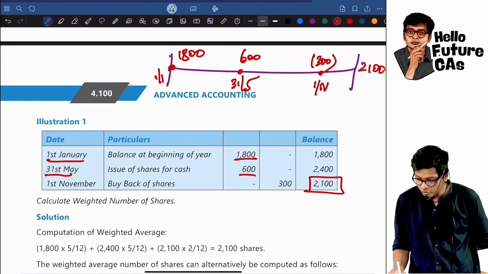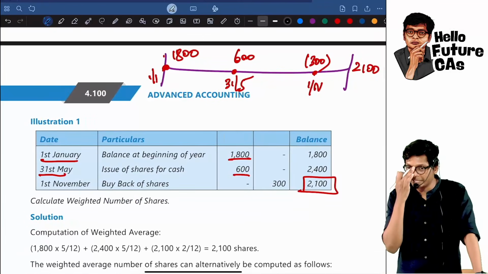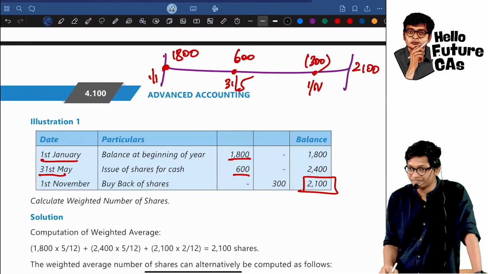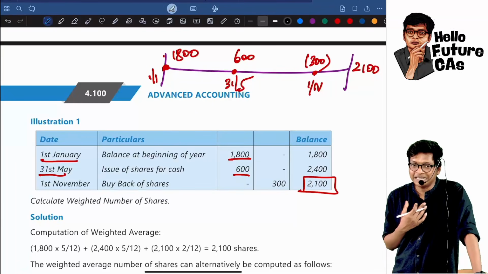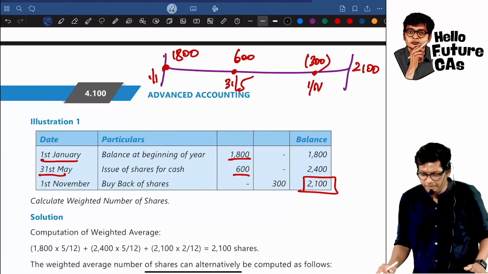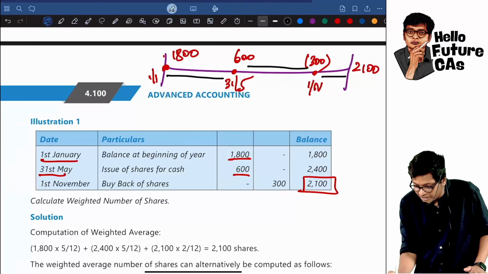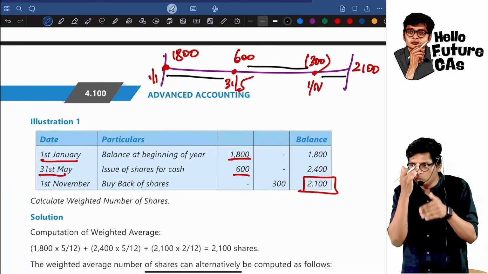2,100, which is given over here. How to compute weighted average shares for this? There are 2 ways to compute it, guys. First, we call it the time basis, the time method. For the entire 12 months, I will break it into splits.